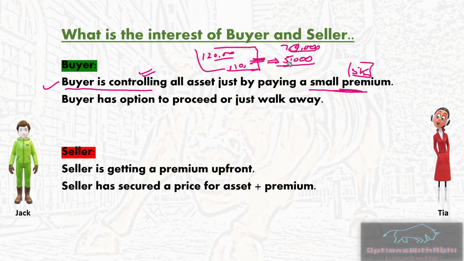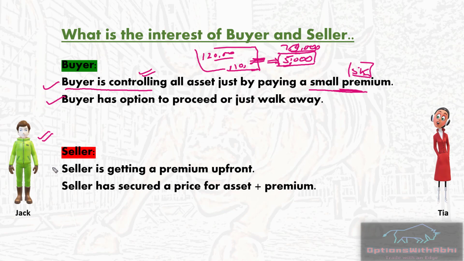So in that case, Jack has no point in coming back and buying the house at 100k, right? So he will simply walk away, which is part of the agreement that he can walk away. He has the right to come back, but he doesn't have any obligation, right? Buyer has the option to proceed or just walk away, as we discussed. From the seller's perspective, it's exactly opposite.